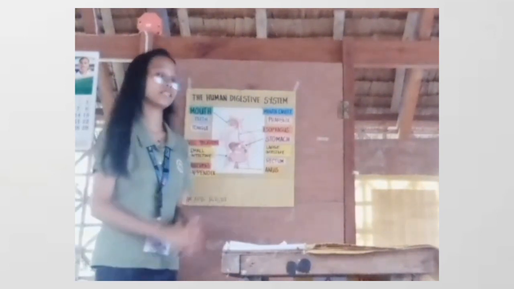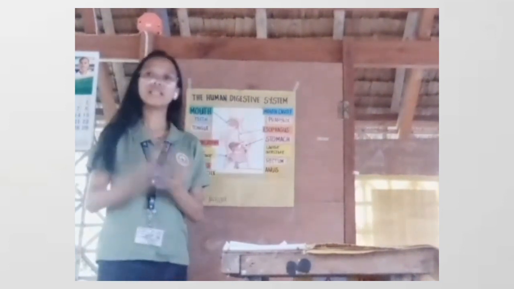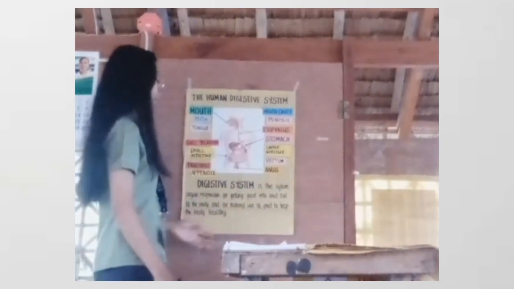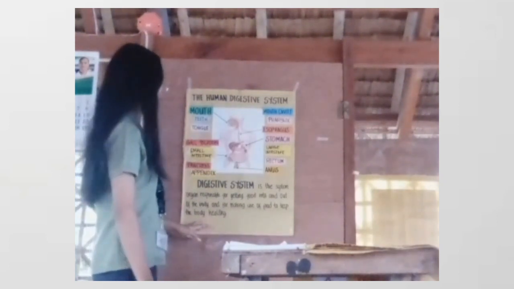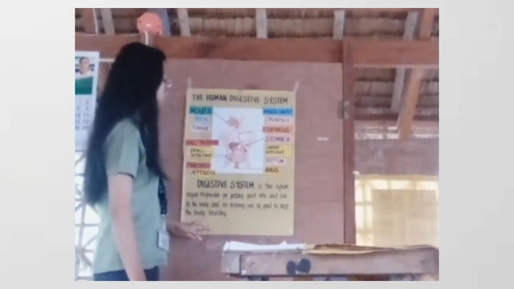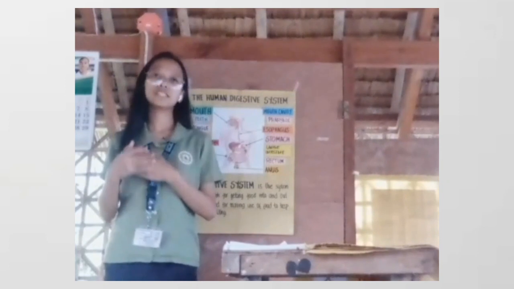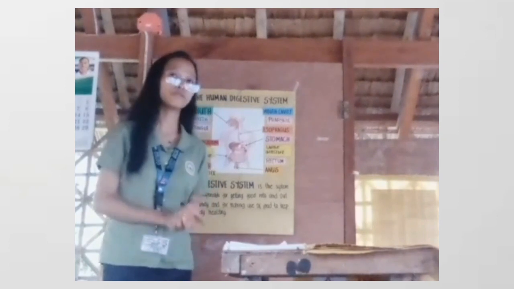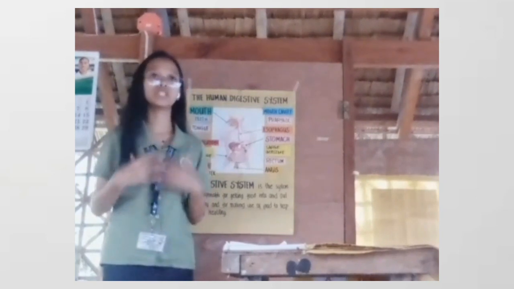Now, here are the full parts of the digestive system. You will notice here in the picture the different organs of the digestive system. So, what is the digestive system? Eliza, can you read it? Digestive system is the system of organs responsible for getting food into and out of the body and for making use of food to keep the body healthy. Okay, thank you, Eliza. Meaning, the digestive system is the system of the human body that is responsible for breaking down the food that we take in into smaller particles and taking the nutrients to nourish the human body.